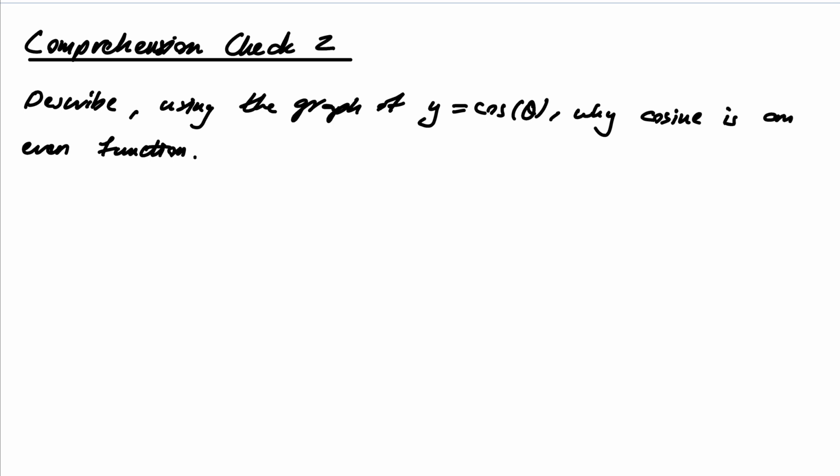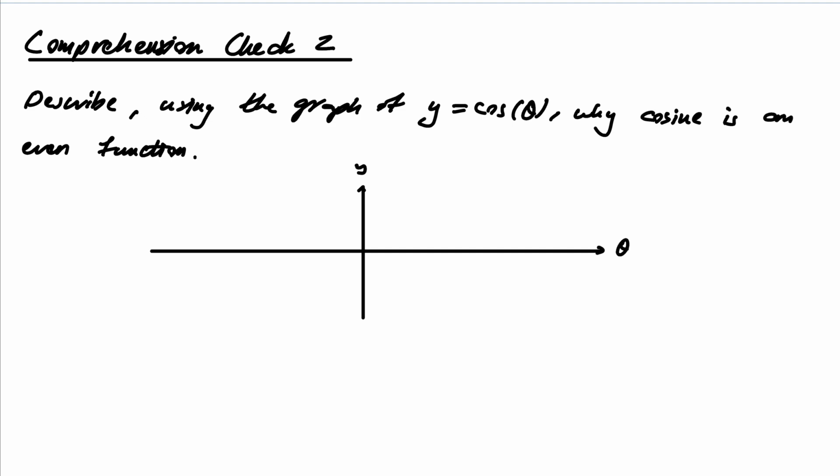But we do know how to spot, using the graph, if something is even, don't we? So what does it need to have? It needs to have symmetry in a specific way, and the symmetry has to be reflective symmetry across the y-axis. So if I graph cos of theta, what does it look like? Cos of theta looks like this. So I'll do my best to draw it not totally horrid.